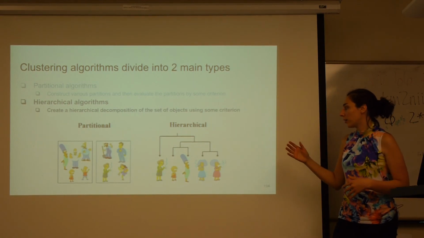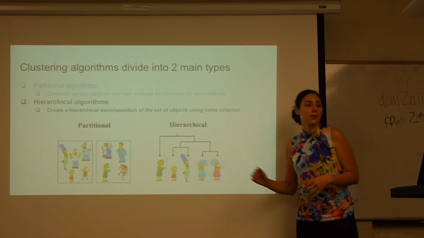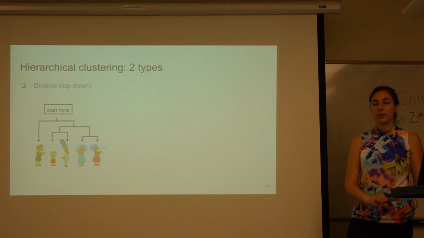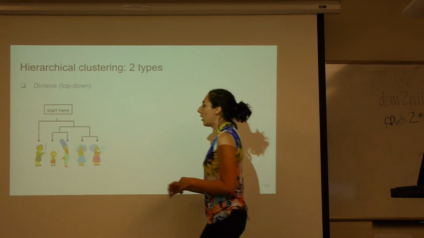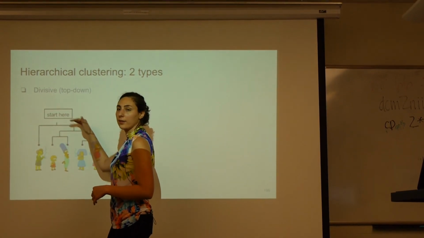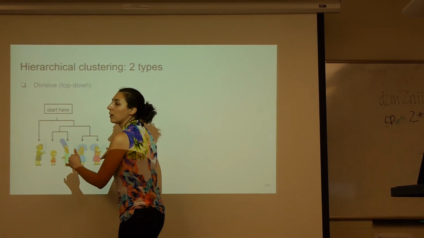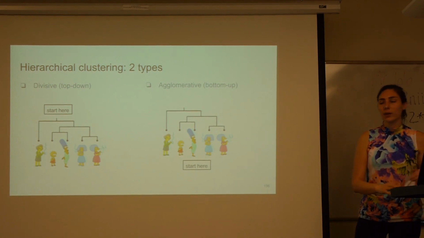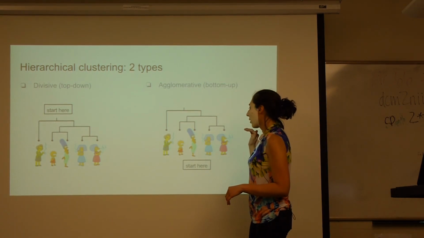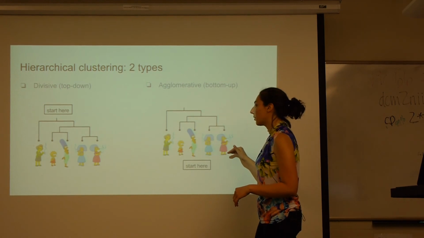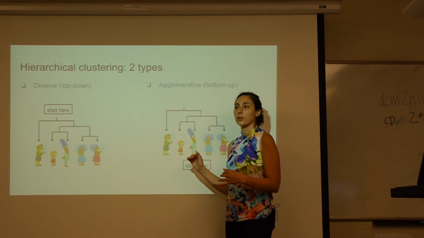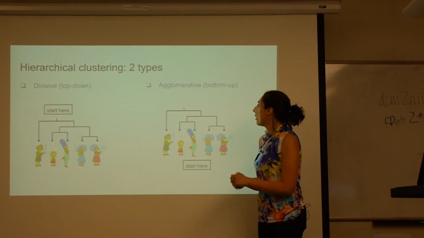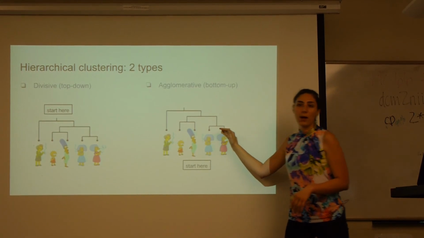These, again, create a hierarchical decomposition of the data. There are two types of this. One is the top-down type, which looks at all the data at the same time and then splits it into different clusters. It's called divisive. The other one is a bottom-up approach, which looks at the data separately and thinks of each data point in its own cluster and tries to merge different clusters together according to some similarity measure. This is called agglomerative or bottom-up clustering.